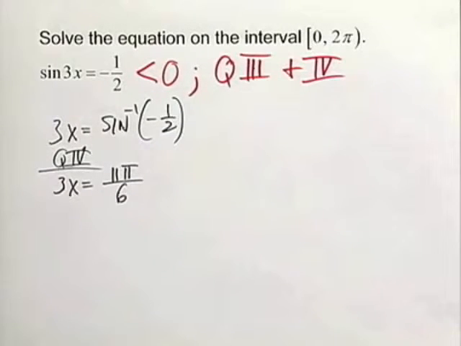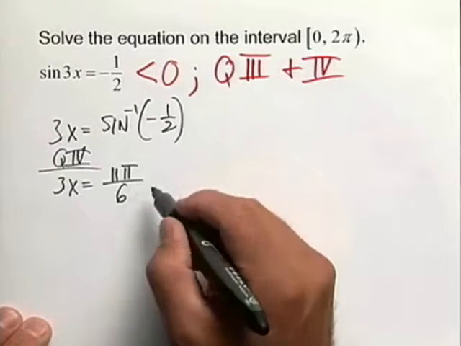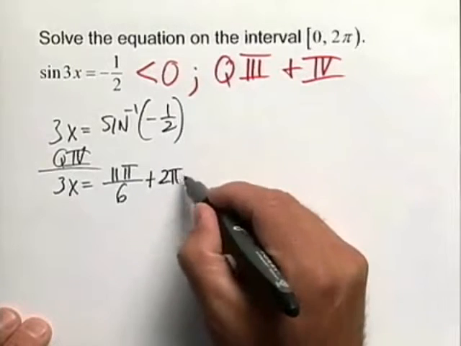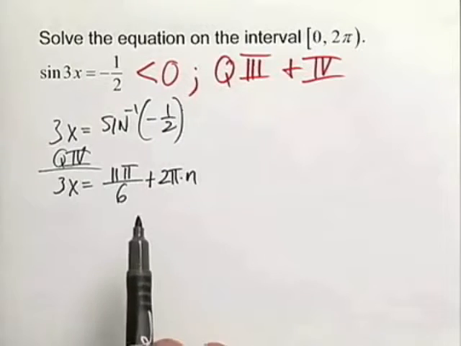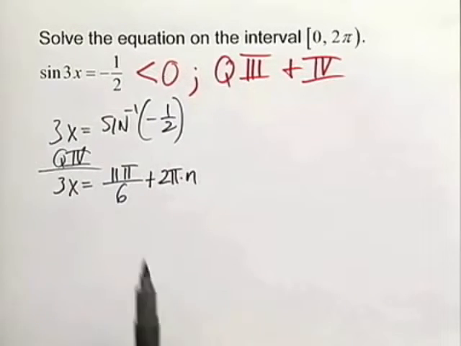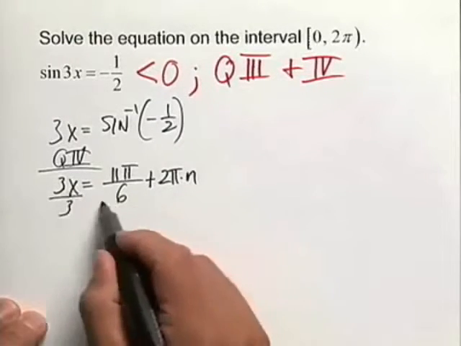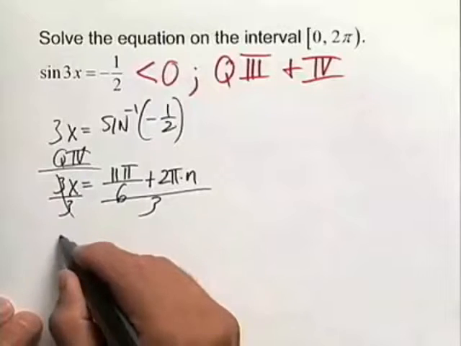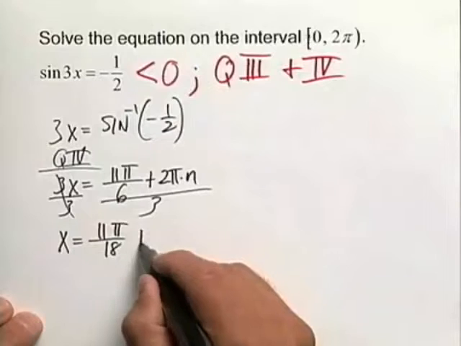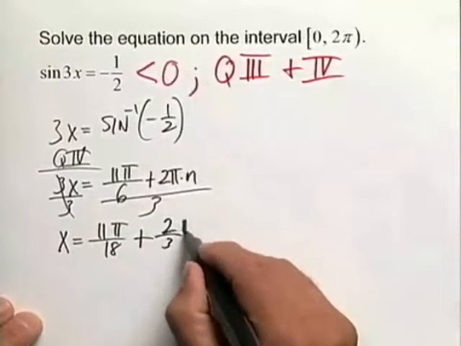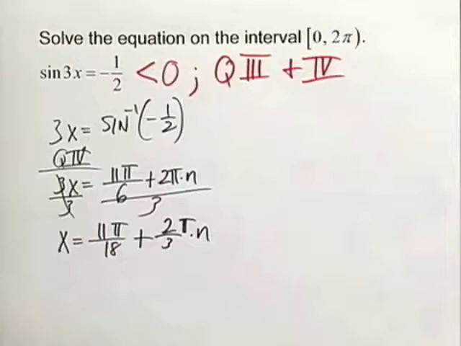We have to address the periodicity of the sine, knowing that the sine has a period of 2 pi radians. The way we do that is by writing 2 pi n added to our 11 pi/6. This will address the infinite number of angles that satisfy this equation. More on that later. Let's solve for x completely. We're going to divide both sides by 3 here. From this, we end up with x is equal to 11 pi/18, plus 2/3 pi times n, where n is any integer that we can think of here.